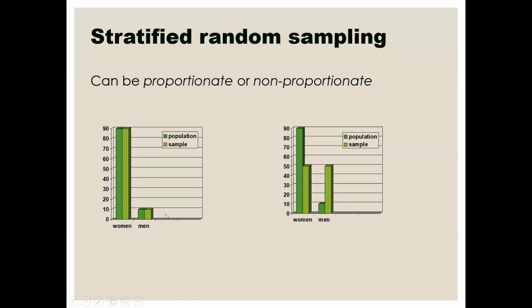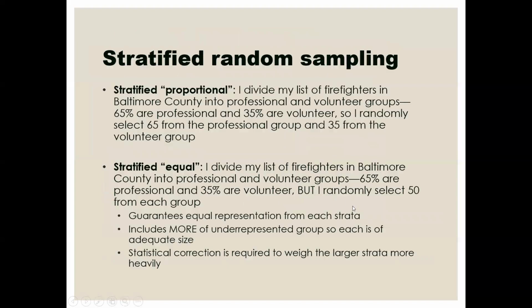Do you want your sample to match the population values? Or for some reason, do you want to overrepresent an underrepresented group? And in this case, it's men, so that you can do statistical analyses. And that's up to you. So you stratify by the condition of interest, and you decide if you want the sample to be proportionately matching or non-proportionately.